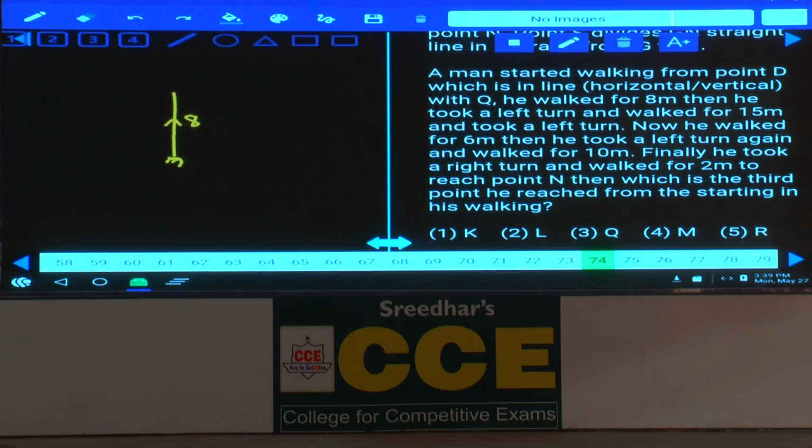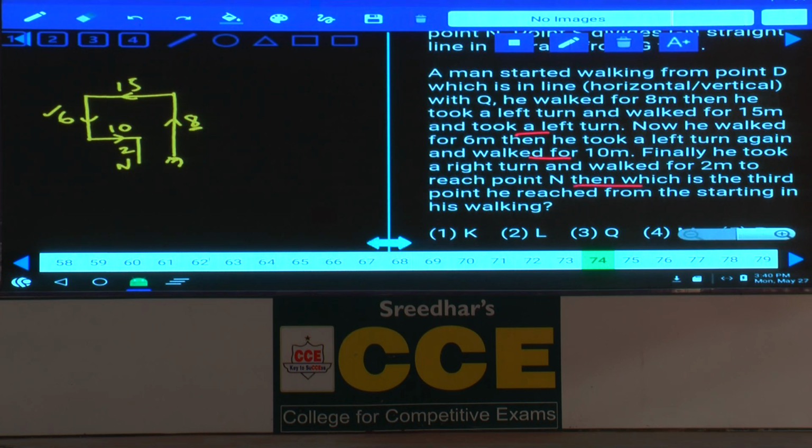Then he took a left hand and walked for 15 meters. Left hand side 15 meters and took a left turn. Now he walked for 6 meters, left hand side. He took a left turn again and walked for 10 meters. From here this person has covered 10 meters. And finally he took a right turn and walked for 2 meters. Now 6 plus 2, this is 6 and this is 2, total equals 8, and 2 meters to reach point N, isn't it? To reach point N.